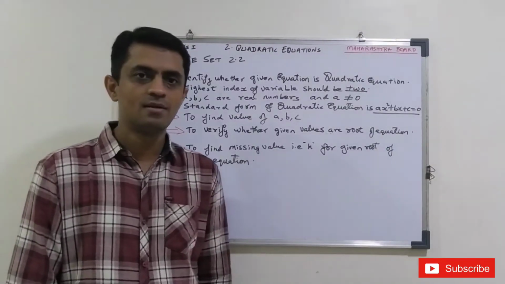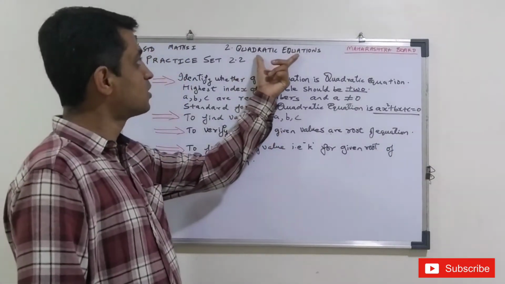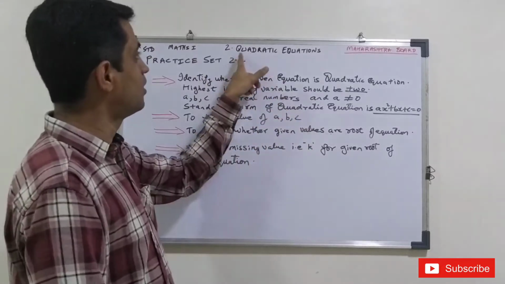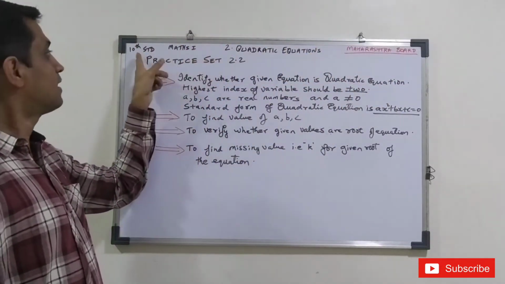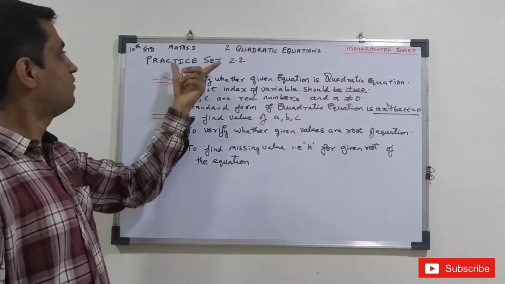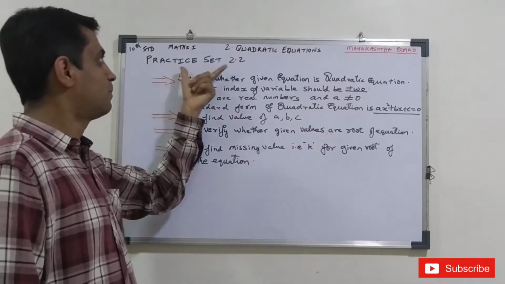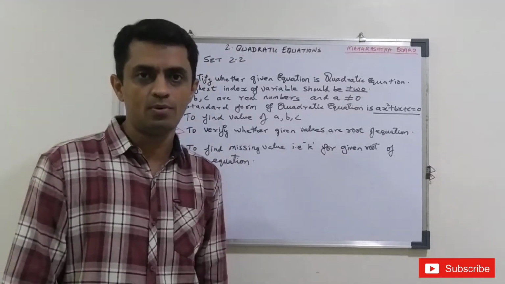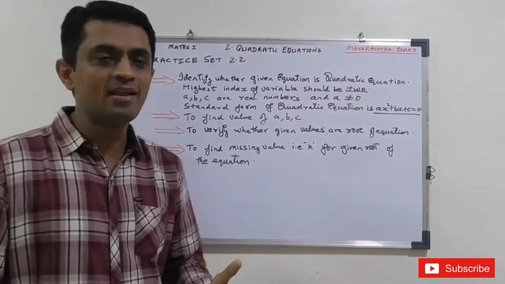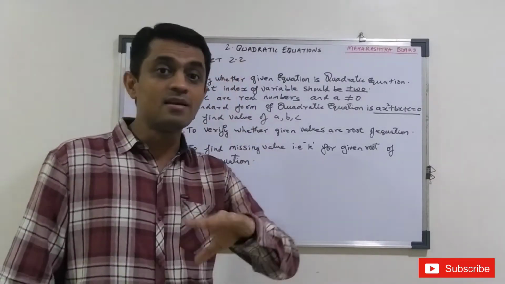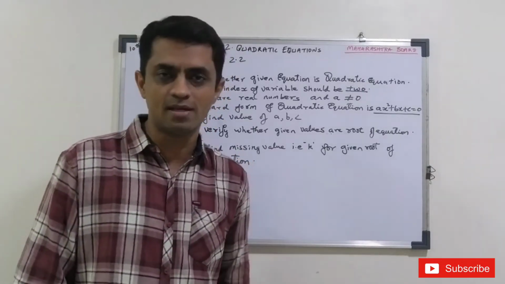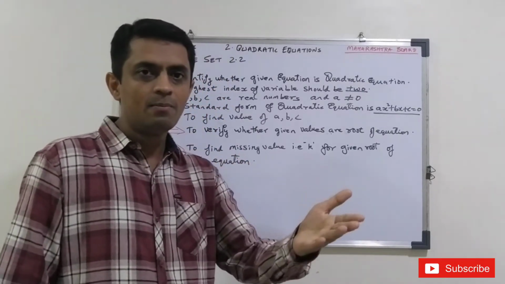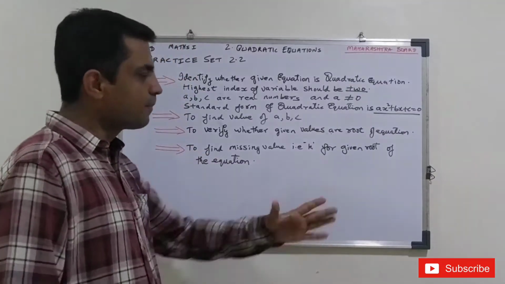Hi friends. Today we are going to solve the quadratic equation chapter, chapter number 2, Maharashtra board Maths 1, 10th standard. We are going to solve practice set 2.2. But before starting with 2.2, let us revise what we had learned in the 2.1 exercise. So, a brief recap about that.